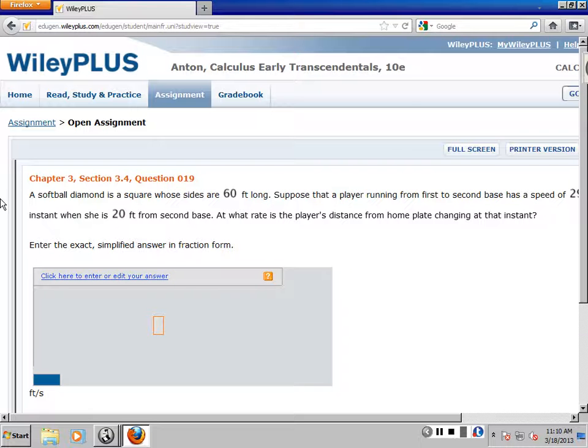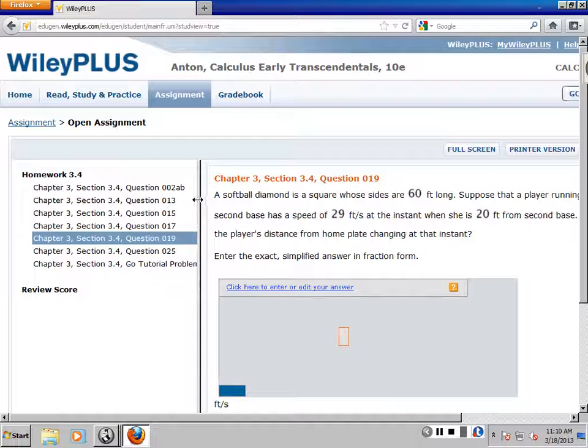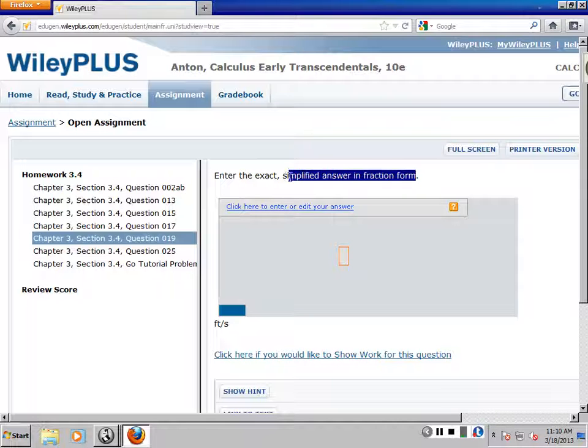So if you email me that, I try to say that. Sometimes in an email it's hard to get that point across. It seems you also have to simplify your answer in fraction form. So you want to enter the exact answer. So if there's a pi in there, you leave it as pi. If there's a square root of 12 in there, you leave it as square root of 12.